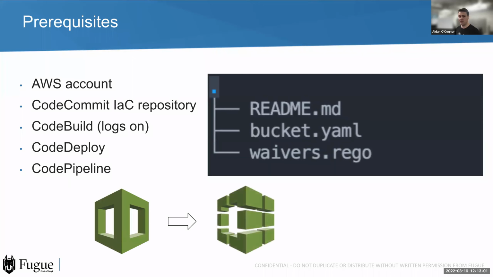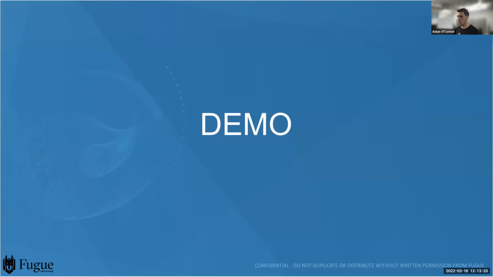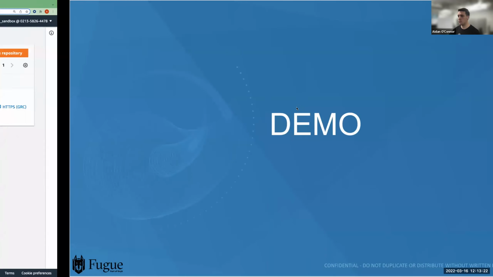We'll make a CodeBuild step. I've actually made 2 steps today. One to scan it prior to deployment, and then with a notional deployment, we'll scan our runtime cloud infrastructure using my AWS environment in Fugue. And then finally, we'll wrap that all up in a pipeline. So without further ado, we'll get into the demo.